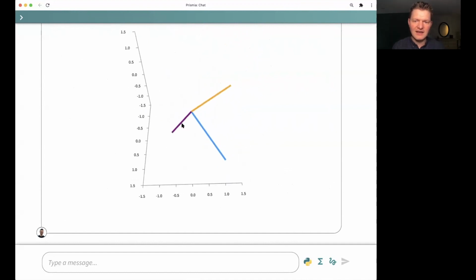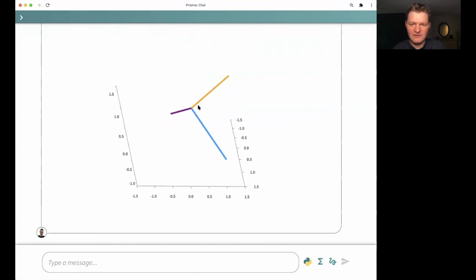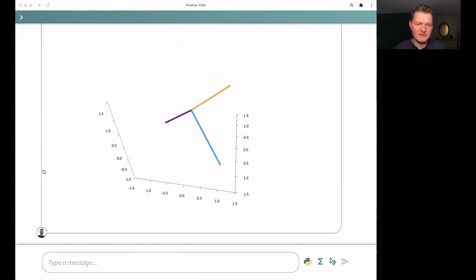So this is the idea I want you to have in your mind. I do it with my fingers like this, a pairwise orthogonal list of vectors. This is what it's supposed to look like, right? And maybe it's in higher dimensions, so you can't really draw a picture, but still you can imagine this lower dimensional setting to draw intuition from.